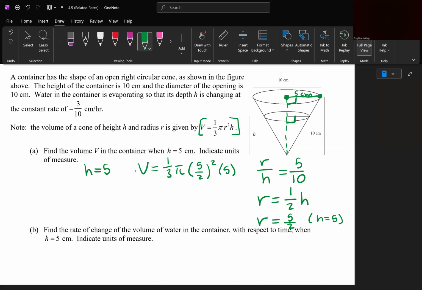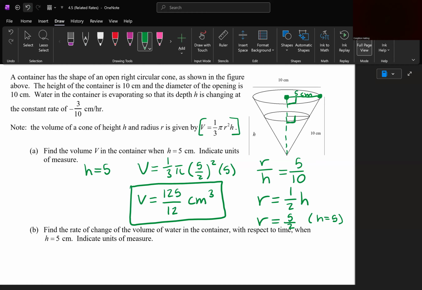If you simplify the arithmetic, which I'm not going to show you, you'll either trust me or do it yourself on your own calculator, it's going to be 125 over 12. And then do not forget your label. Volume is in centimeters cubed.